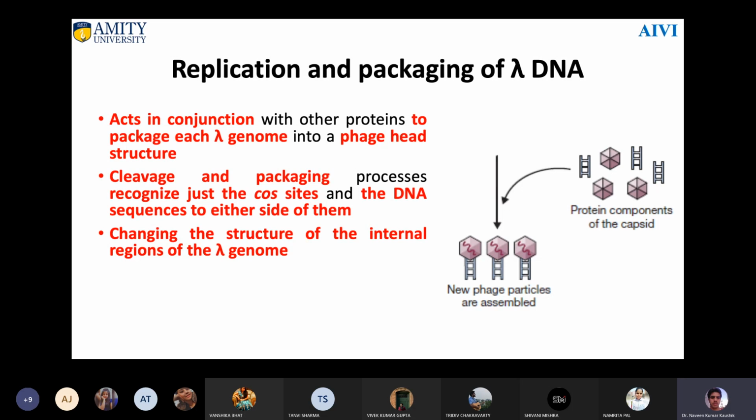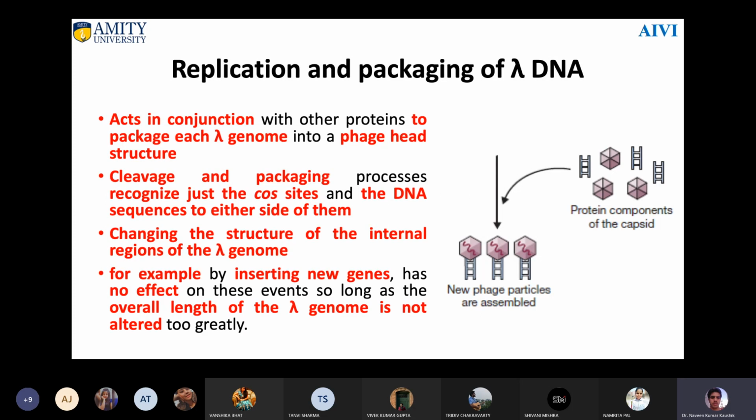They start forming capsid around your DNA. The cleavage and packaging process recognizes just the cos site and the DNA sequence to either side of it, regardless of changes in the structure of internal regions of the lambda genome. So whatever change you make in the inner structure of your lambda genome, if the cos site is intact, they will detect it and start packaging around the cos sites.